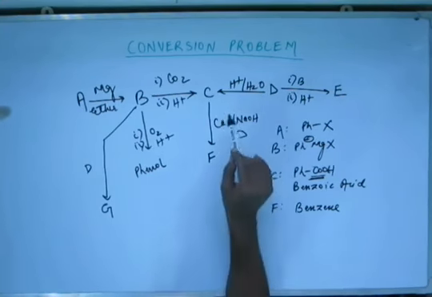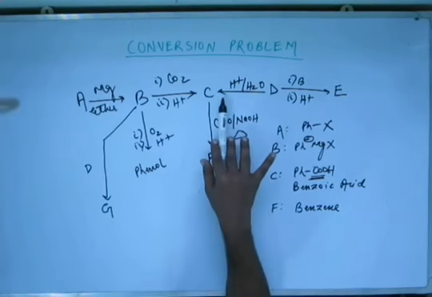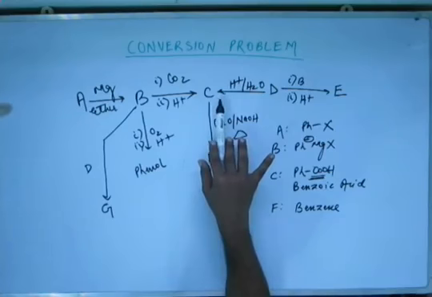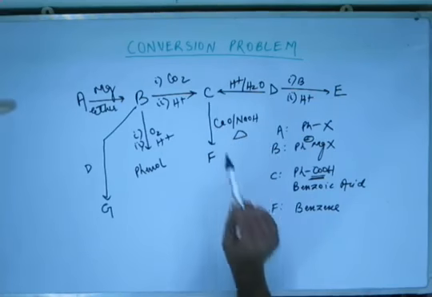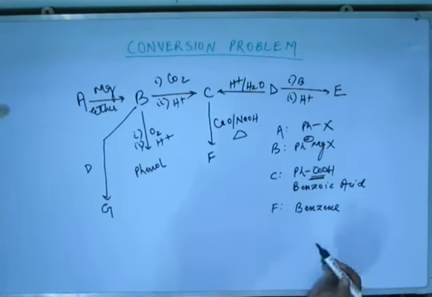Now look at the arrow properly. Don't think that I have committed any mistake. This arrow has a proper correct direction. The arrow is from D to C. That means C is prepared when we are doing hydrolysis on D. Now C is a carboxylic acid. On doing hydrolysis of some functional group, I'm getting a carboxylic acid.